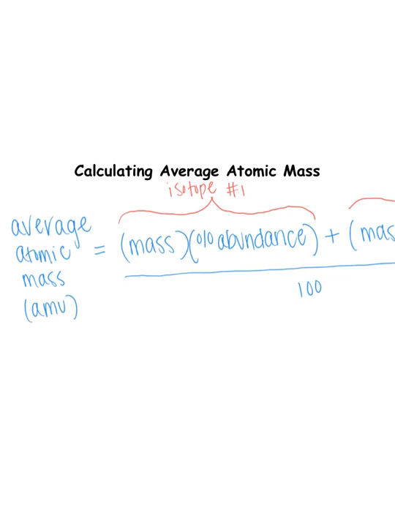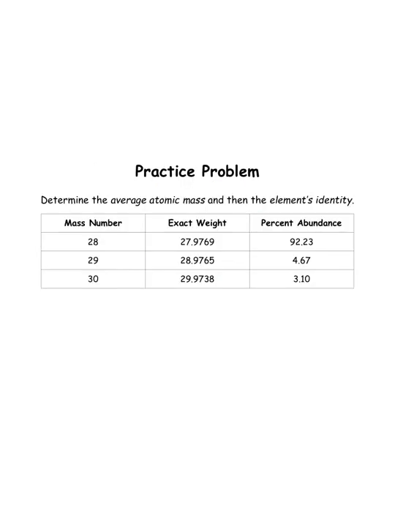On this next slide, we're going to use this equation to solve for average atomic mass. And here is the practice problem. It says determine the average atomic mass and then the element's identity. You can see here that we have 3 different isotopes of this unknown element. We have isotope number 1, isotope number 2, and isotope number 3.